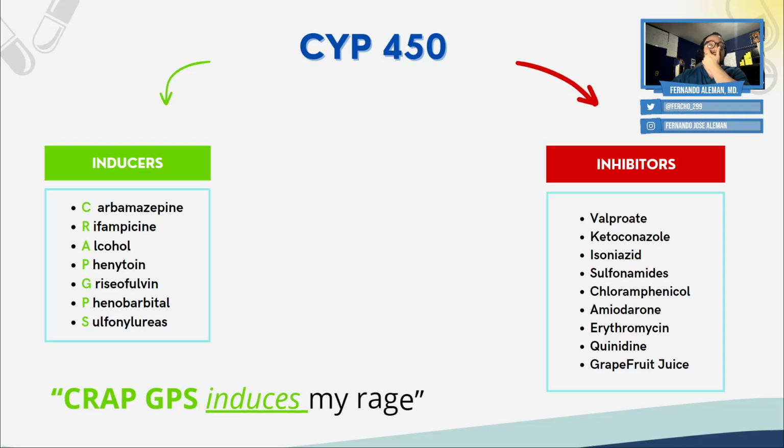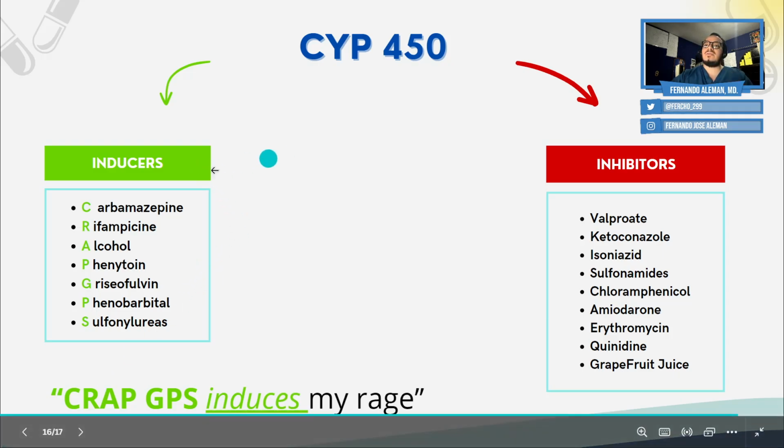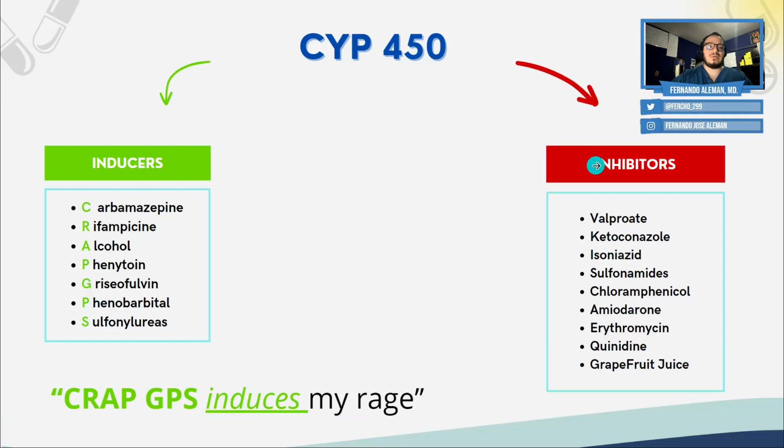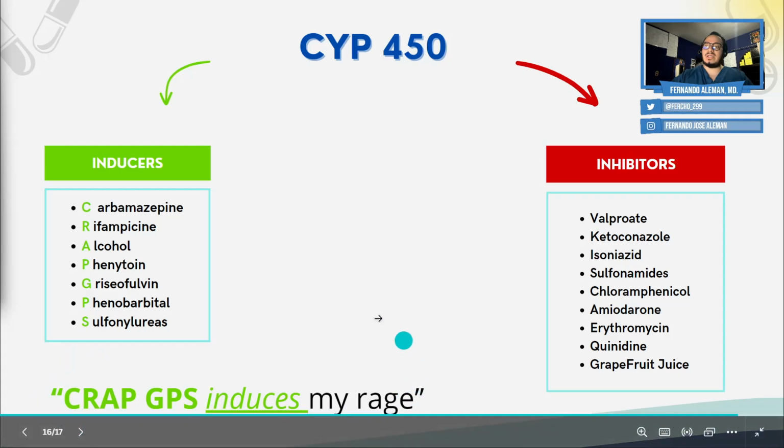So that being said, we have the inducers and we have the inhibitors. We saw on the table a lot of inducers, a lot of inhibitors, but these are the high yield inducers and the high yield inhibitors. So let's talk about the inducers of the CYP450. I have a mnemonic in here.